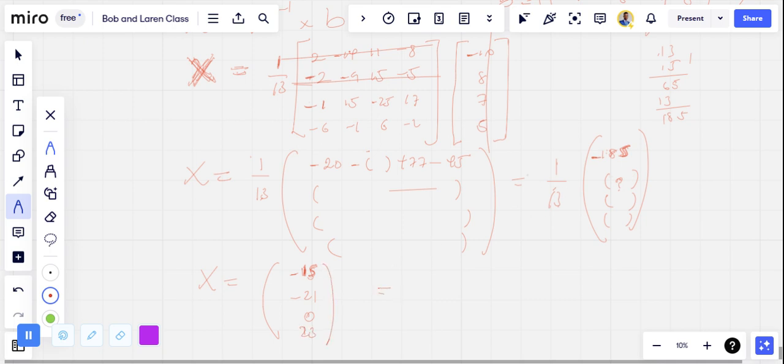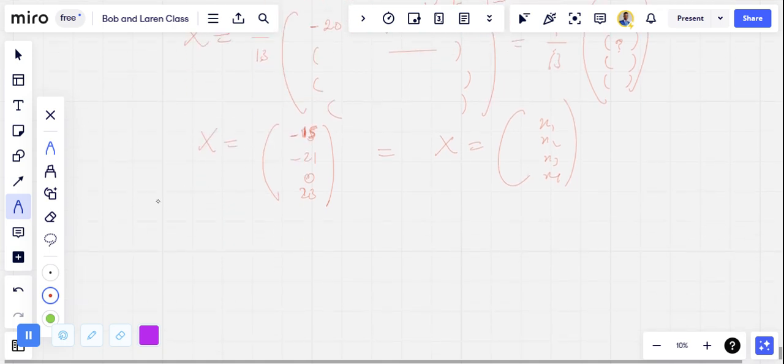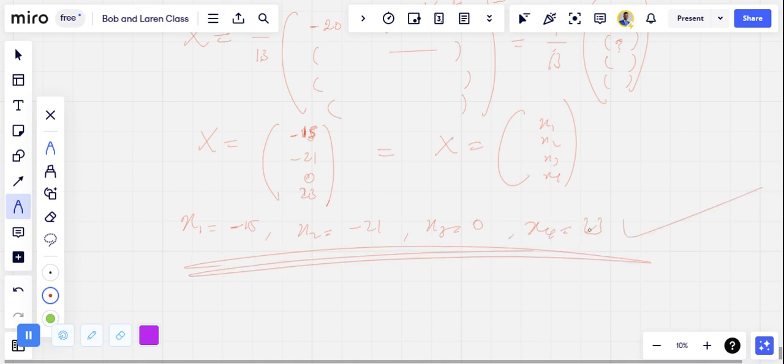So that means my vector x is always of this form: x1, x2, x3, x4. They ask us to solve the system of equations. So the solution to that system of equations is that x1 is minus 15, x2 is minus 21, x3 is 0, and x4 is 23. So that's how it works for that.